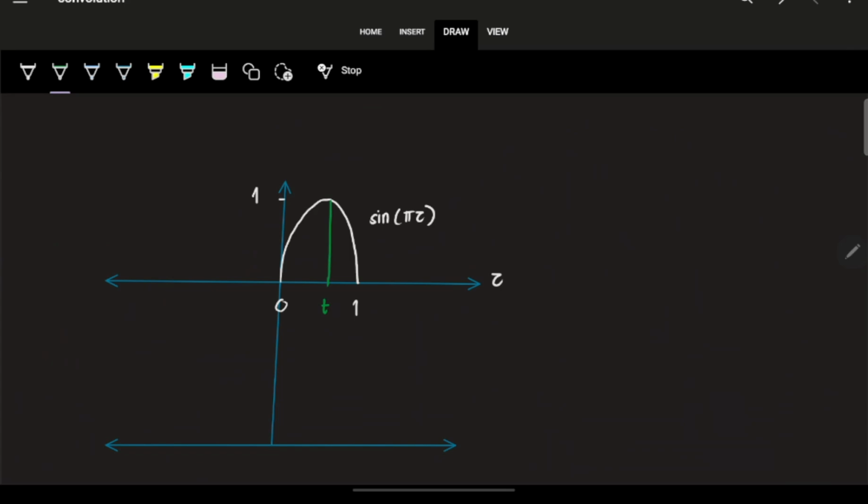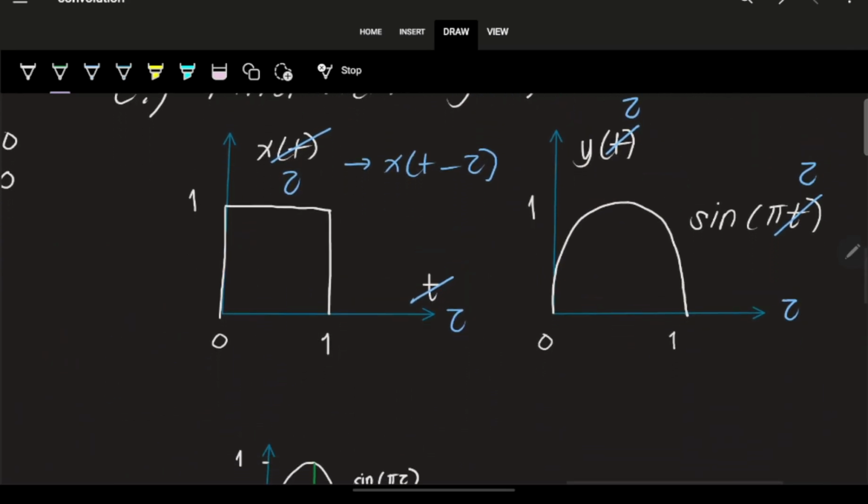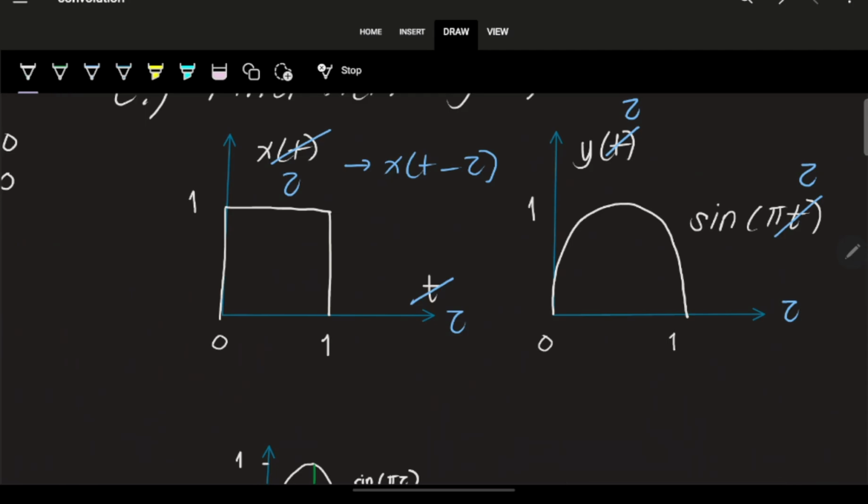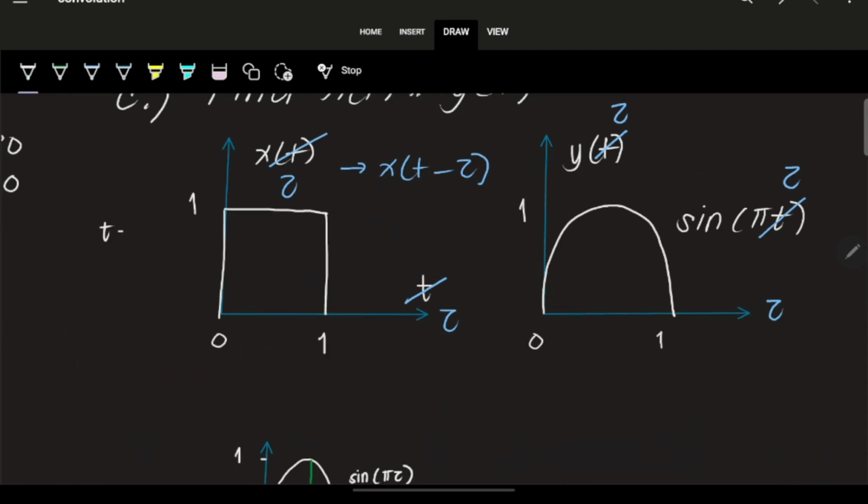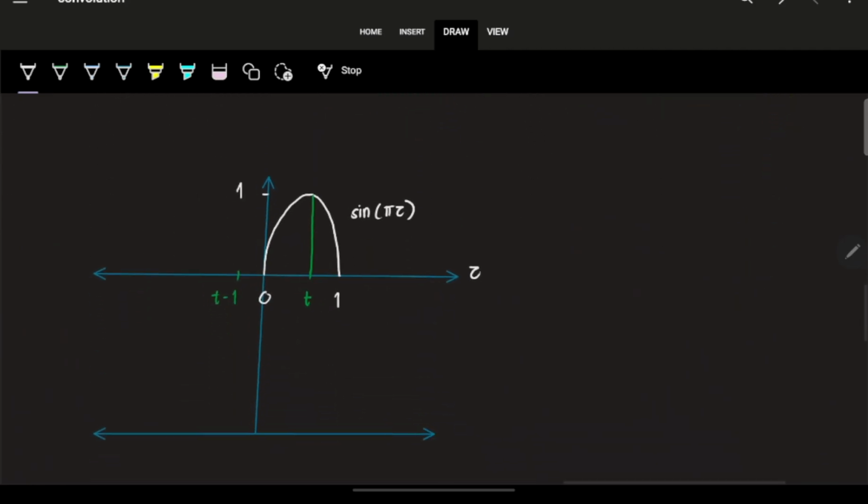Then we have, let's say, this is t minus 1. Again, derived from, let's define the starting and the ending value. We have t minus tau is equal to 0, so t is equal to tau. Then we have t minus tau is equal to 1, so we have tau is equal to t minus 1. So we are going to use t minus 1 in this case.